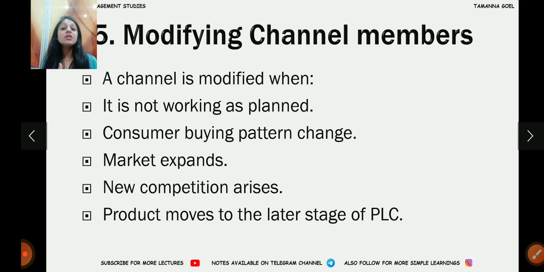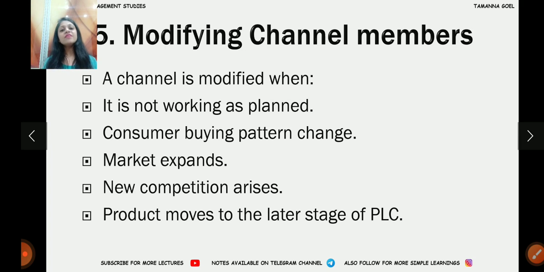And products have moved to the later stage of PLC. PLC is product life cycle. Every product has a life cycle. I have made a video on this topic also. You can check it out on the channel. So what is product life cycle? Every product comes into the market, grows in the market, enters a maturity stage, then it declines. So if your product is moving through these life cycles, let's say your product is now in the declining stage, at that time the sales go very, very low. So in that case, you might have to reduce your channels of distribution. You might have to reduce the extra cost. So that will depend upon the PLC stage. So these are the various situations when you might have to modify the channels of distribution.